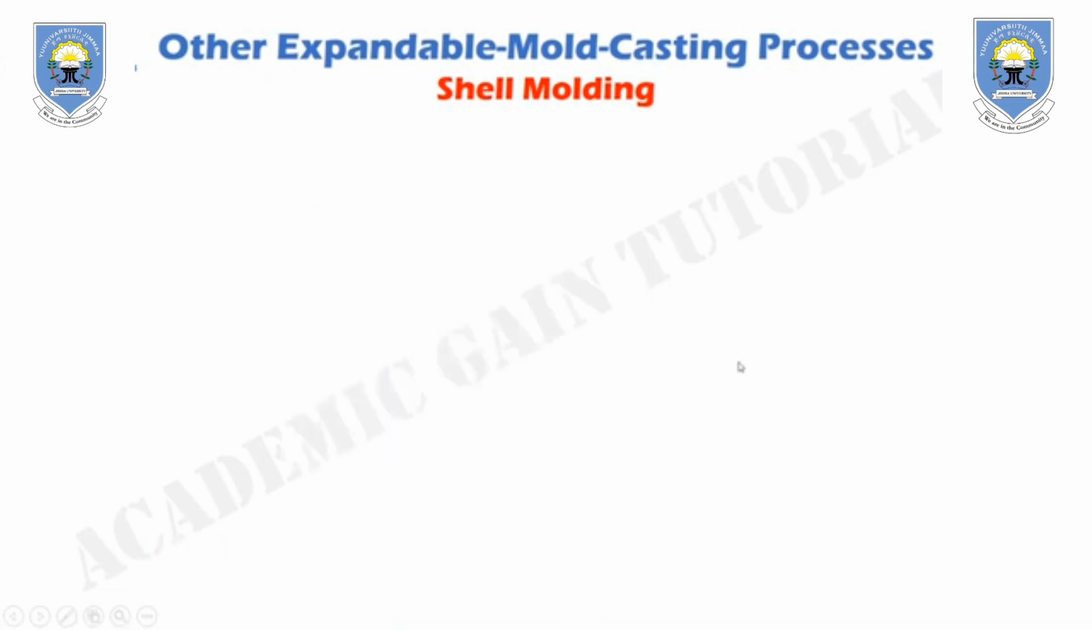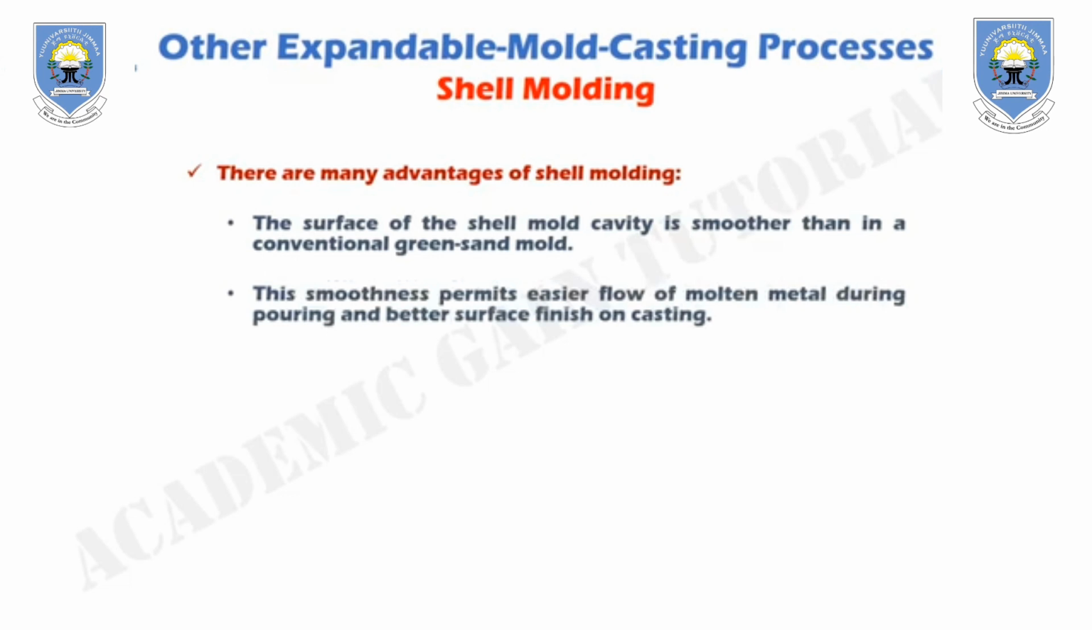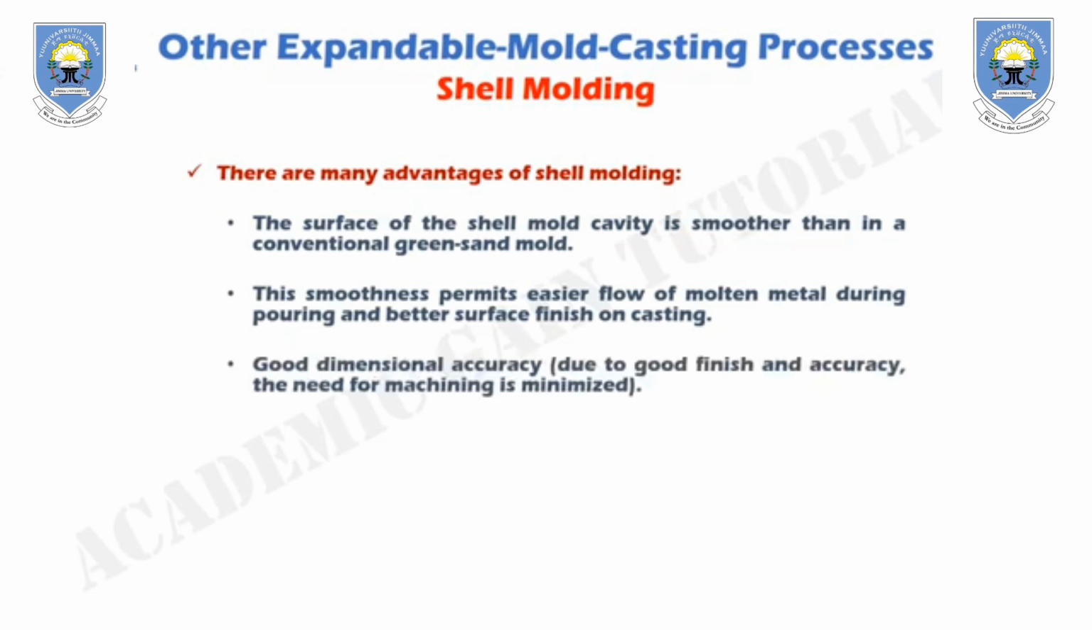There are many advantages of shell molding. The surface of the shell mold cavity is smoother than in a conventional green sand mold. This smoothness permits easier flow of molten metal during pouring and better surface finish on the casting. Good dimensional accuracy. Due to good finish and accuracy, the need for machining is minimized.